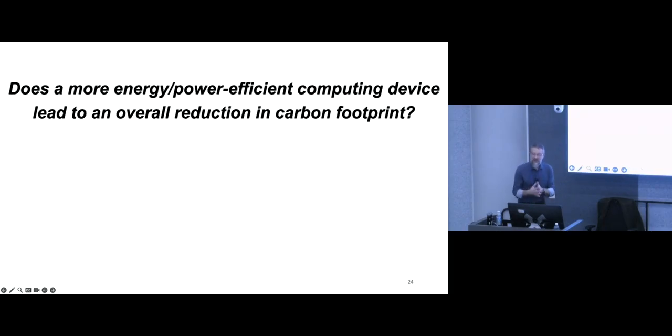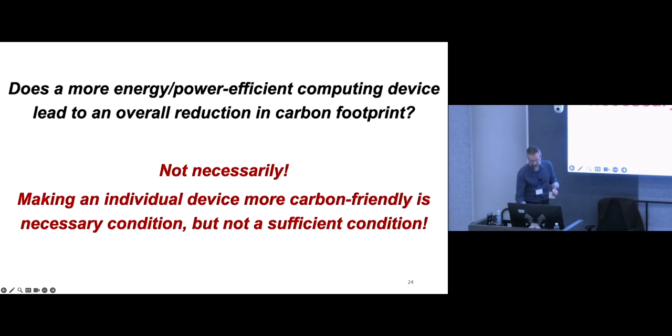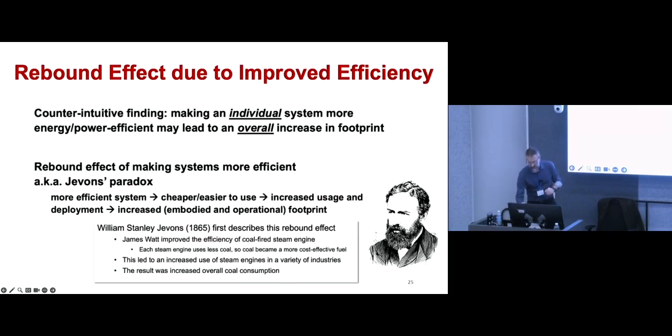To make things even more complicated, if we make our devices more carbon friendly or more power or energy efficient, is this going to lead to an overall reduction in carbon footprint? Unfortunately not. Like I said, it's a necessary condition, but not a sufficient condition. And the reason is really this Jevons paradox. You may have heard about this before. If you make a device or a particular system more efficient, then there could be a rebound effect where this device is being deployed more or is being used more. And as a result, you end up with a net increase in the total carbon footprint.